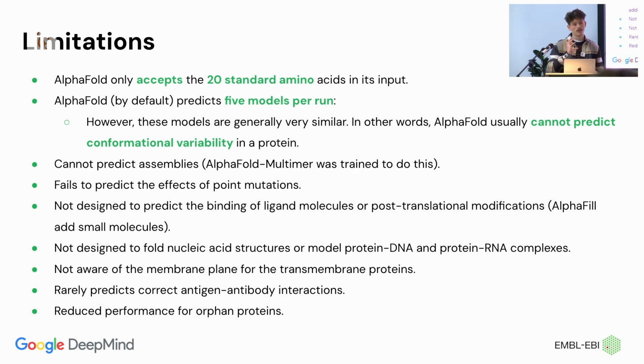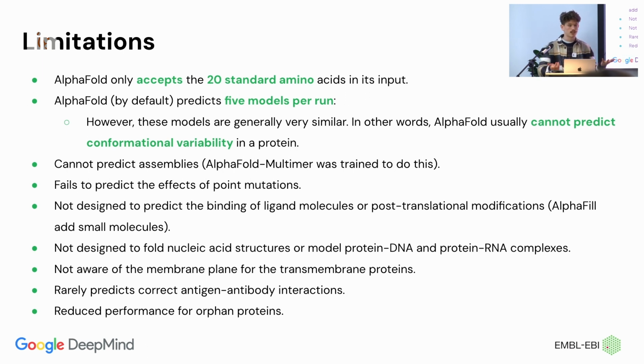I thought I'd cover some of the limitations of AlphaFold, the things it can and can't do. It's a very extensive list, but I'll cover some of them. It only accepts 20 standard amino acids. It can predict 5 models per run as the default parameter, but generally these models are very similar. In other words, it is unlikely to predict conformational variability from a single run.